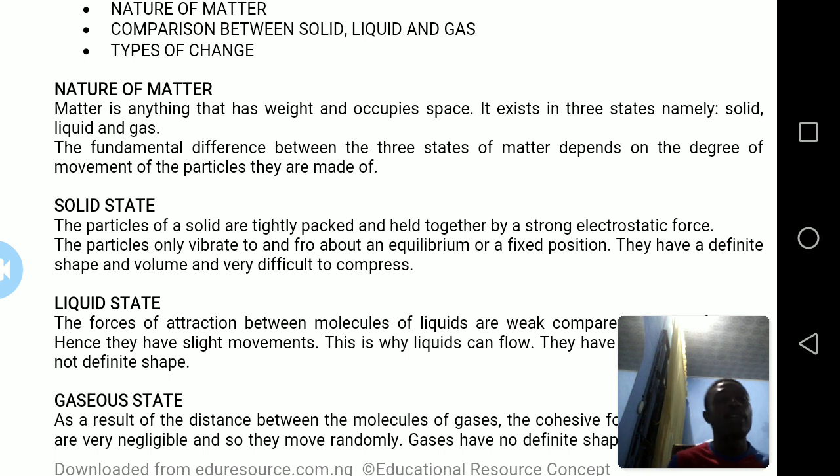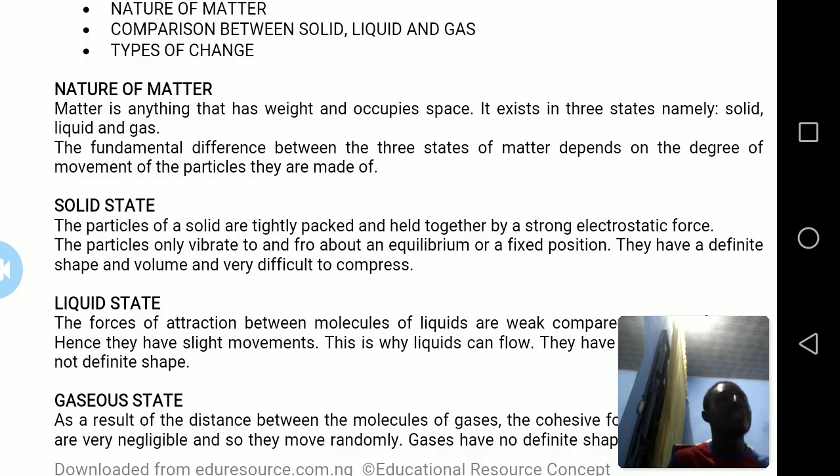Okay, so let's carry on. Now they said the particles only vibrate to and fro about an equilibrium or a fixed disposition. The word equilibrium means a fixed position, or a fixed point. It's called equilibrium.